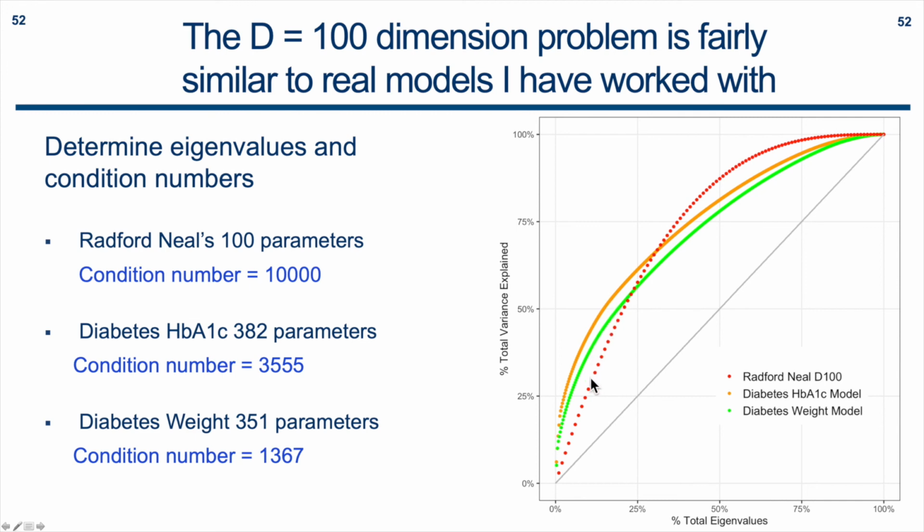What we see here is a fairly similar shape between what Radford Neal considered and the two models that I looked at. Just to mention, if everything was perfectly uncorrelated in the correlation matrix, we'd have points along this line here. So the further away we are from this line, generally the trickier it would be.